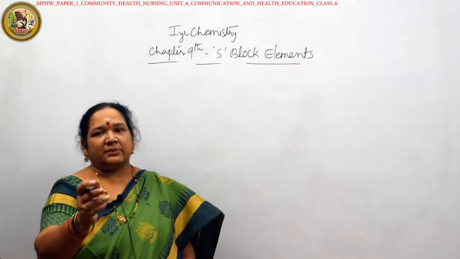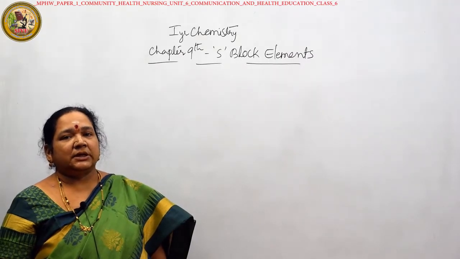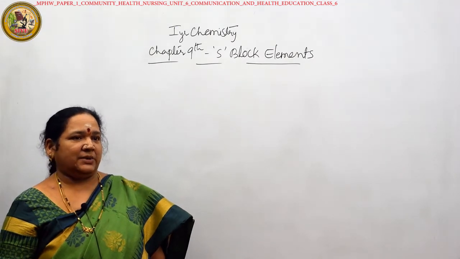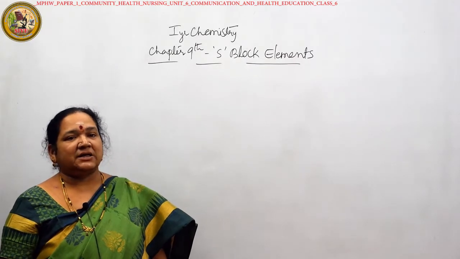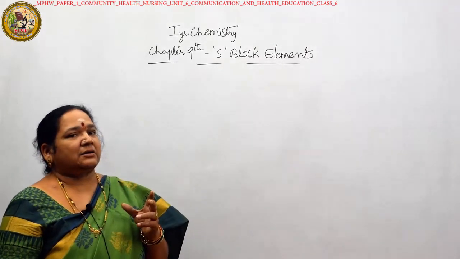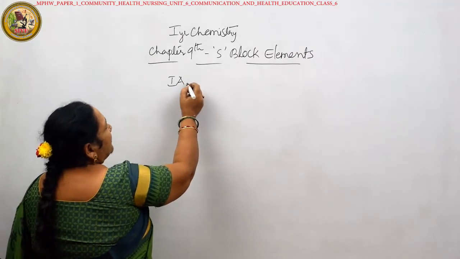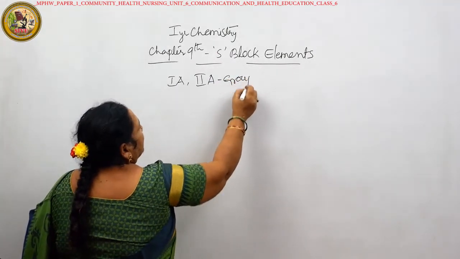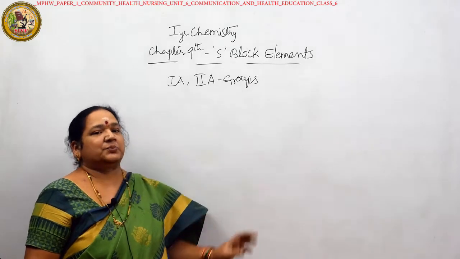In S block elements, the differentiating electron enters into the S orbital. That's why these are called S block elements. And all of you know that the maximum capacity of the S orbital is 2. It can accommodate only 2 electrons. That's why the S block is divided into first A and second A groups. S block elements are classified into first A and second A groups.